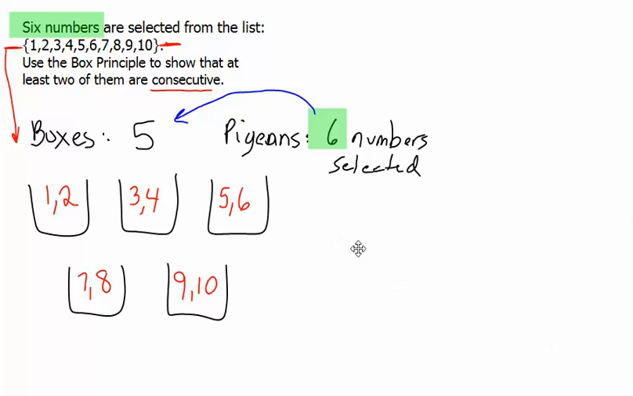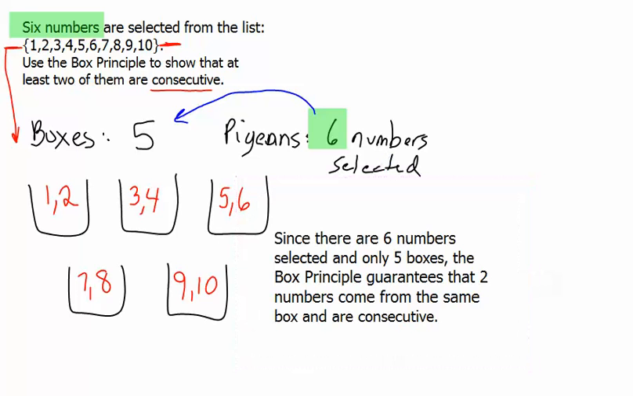Now, you would need to write a little explanation as to how this works. So say something along these lines. Since there are 6 numbers being selected and only 5 boxes, the box principle will guarantee at least 2 numbers come from the same box. And based on how we built those boxes, those numbers are consecutive.